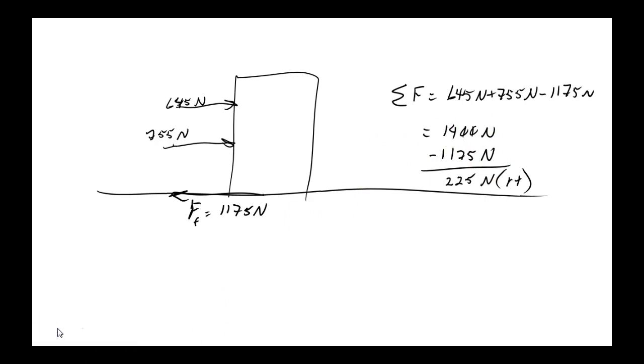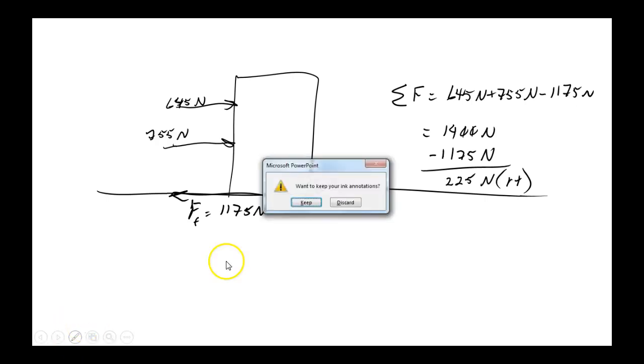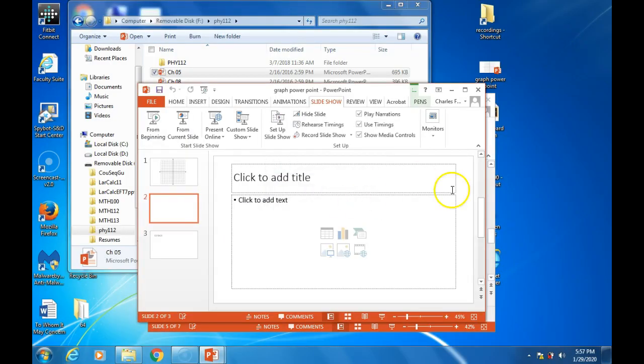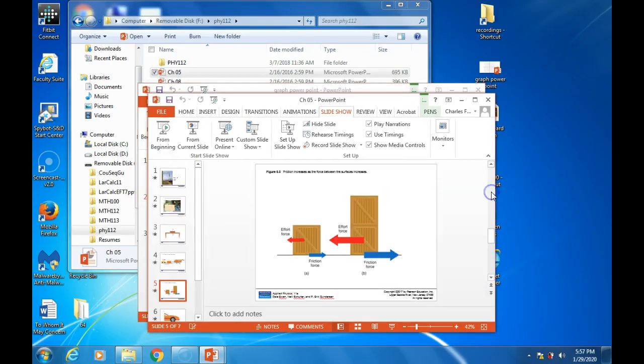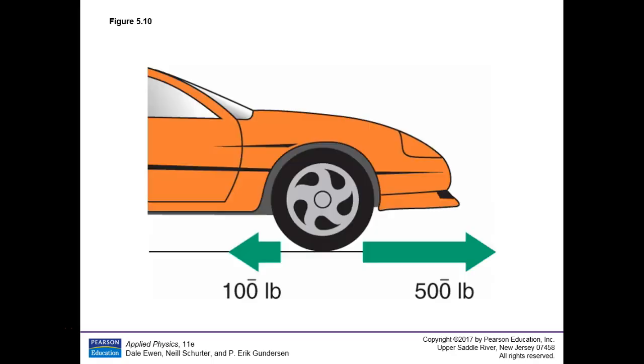Now, 5.6. I'm going to end this and go to the other slide, the other PowerPoint. All right. There are a few things I found a little unsettling about their illustrations here, but I think it's okay.